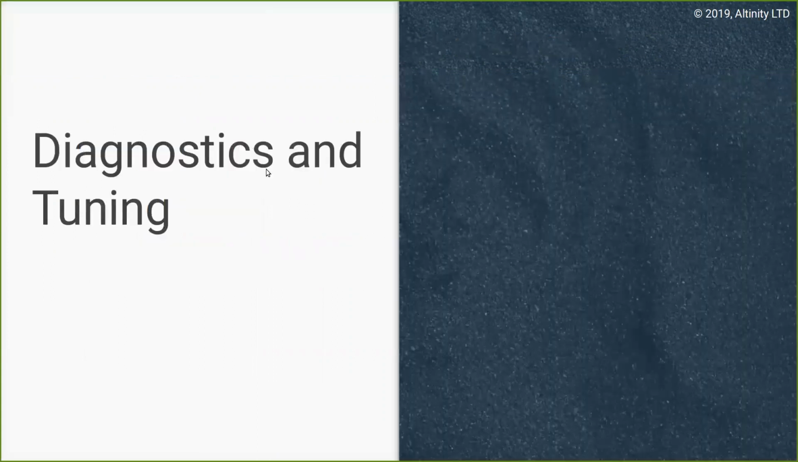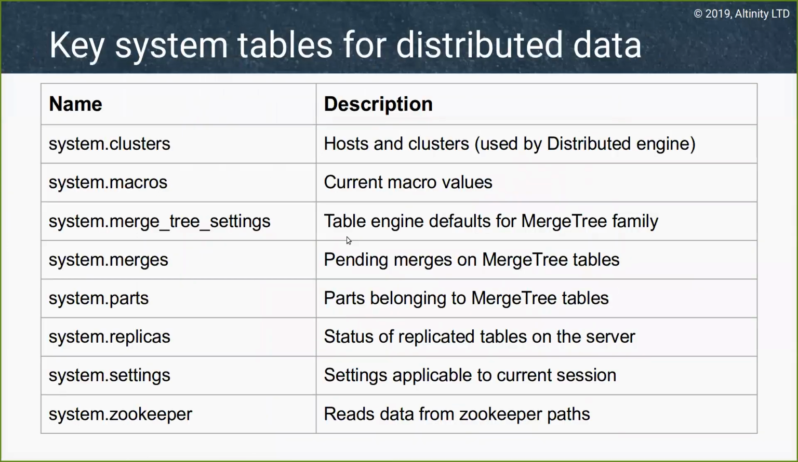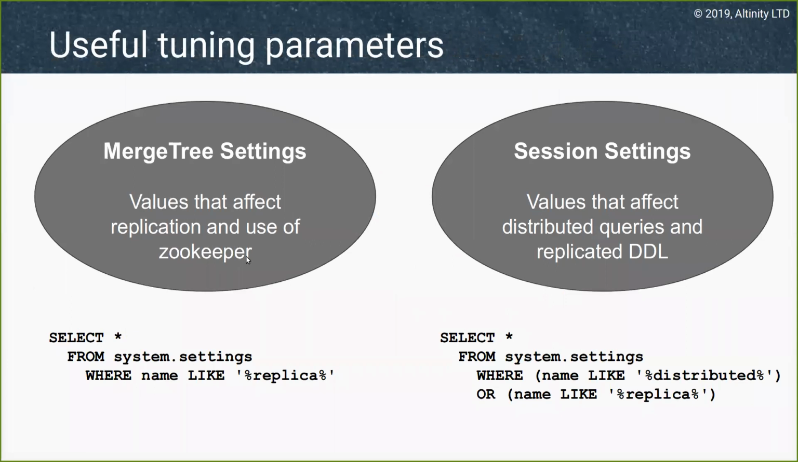There are various ways that you can tune and diagnose these systems. I'll just mention there are system tables, which are super useful. This is one of the great features of ClickHouse, that the system tables are very accessible and easy to understand. There are a number of them that are relevant for replication. I showed a couple of them in the demo. There's also a bunch of tuning parameters, merge tree settings as well as session settings. The queries here show how to get them from the system tables. Oh, actually, the query on the left has a typo. It should be merge tree settings, as opposed to settings.